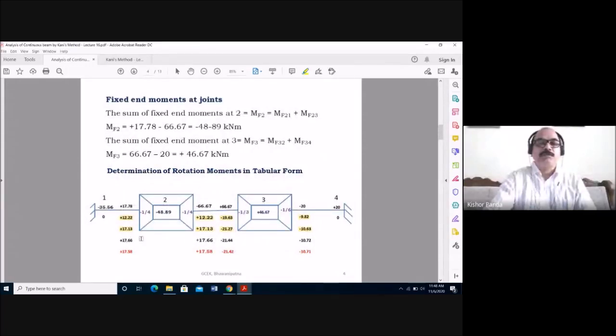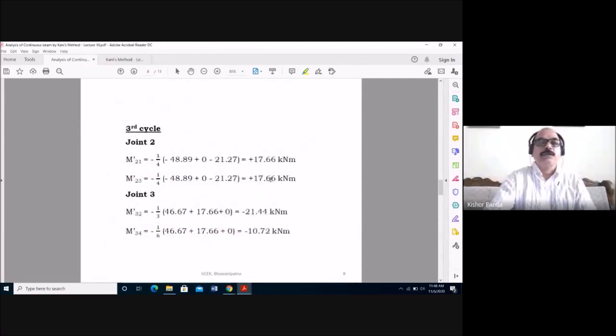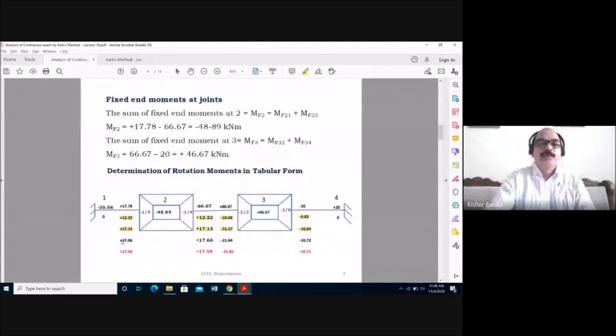So you will get 17.66. And on the other side also you will get 17.66. So 17.66 you will get here, and this is also 17.66. And then when you go to joint 3, here you have to take the far end rotation moment 17.66 and this side is 0. So you will get this value.